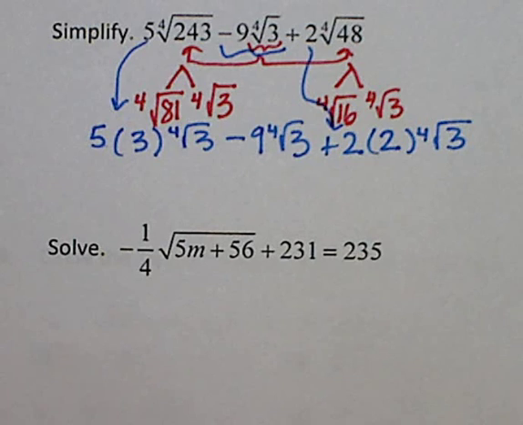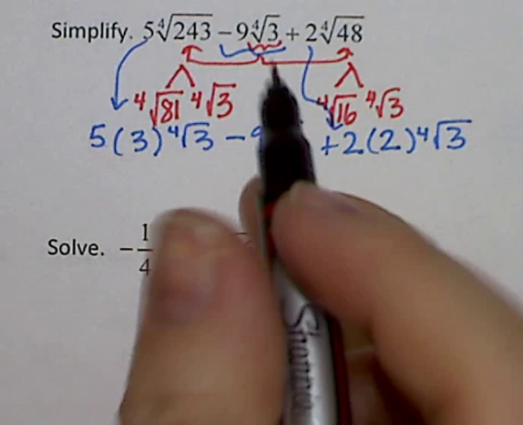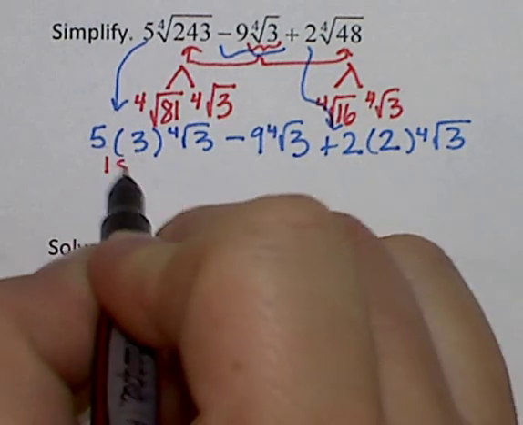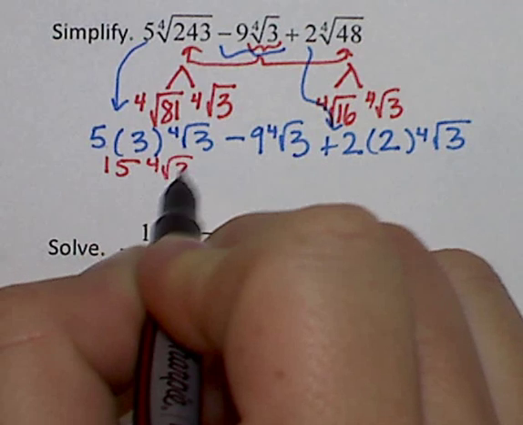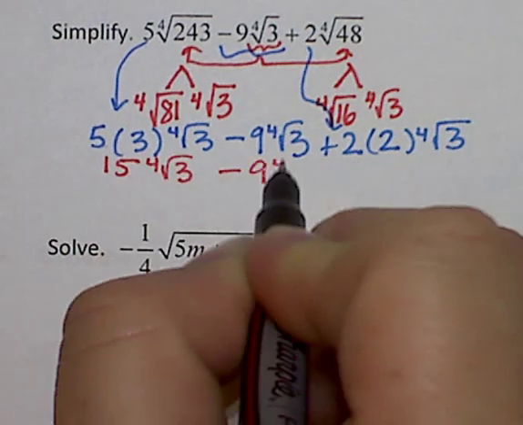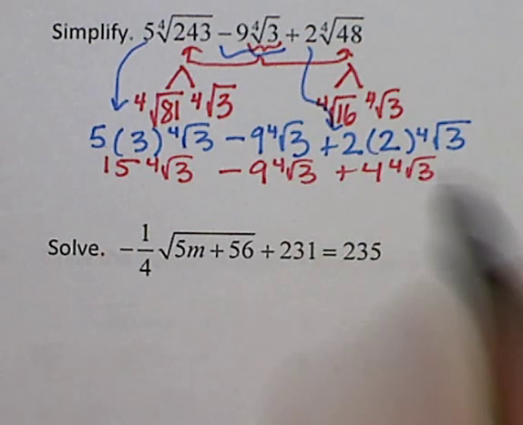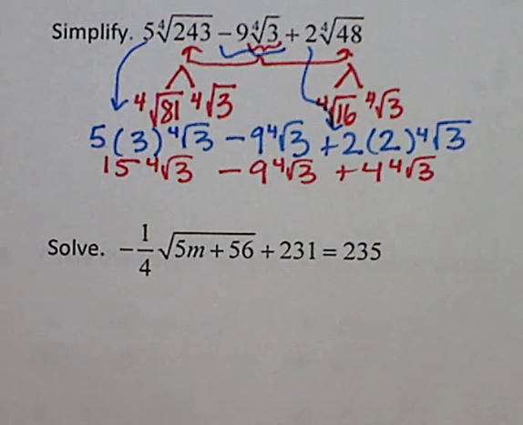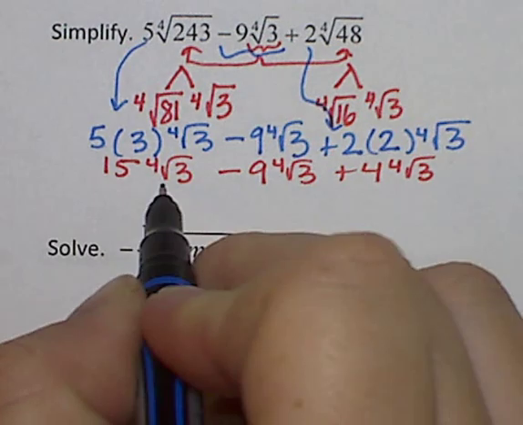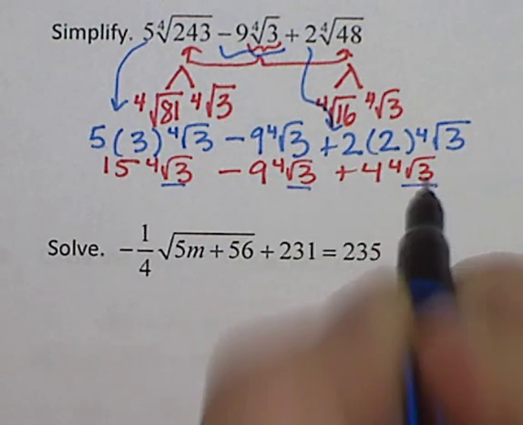Okay, my next step is going to be to multiply anything in front of the fourth root of 3. 5 times 3 is 15, so 15 fourth roots of 3, minus 9 fourth roots of 3, plus 4 fourth roots of 3. Now there's different ways to explain this, and the way that I'm going to continue to explain is not some marvelous mathematical way. I just found in past years, students get a little confused here. Do you see how each one of the 3 terms contains a fourth root of 3?